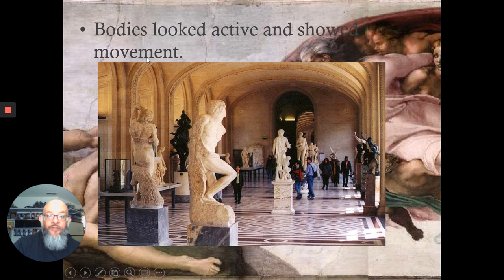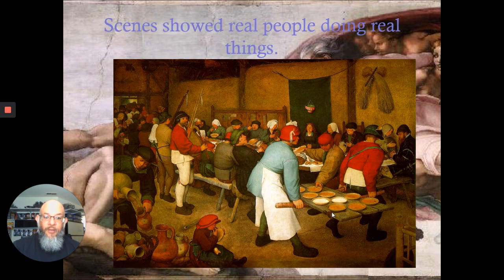Bodies looked active and showed movement. This is where you see a lot of the statues that depict people running, moving, muscles flexed. Okay? And scenes showed real people doing real things.